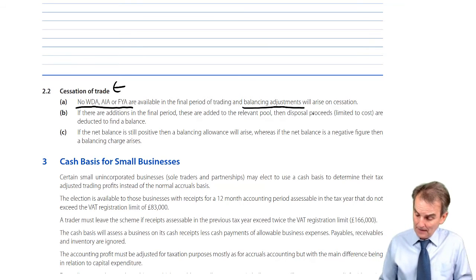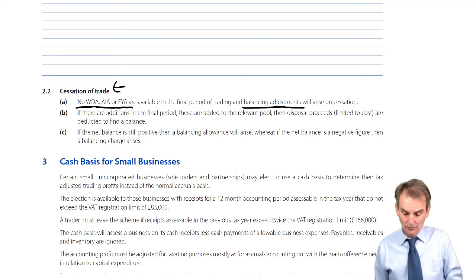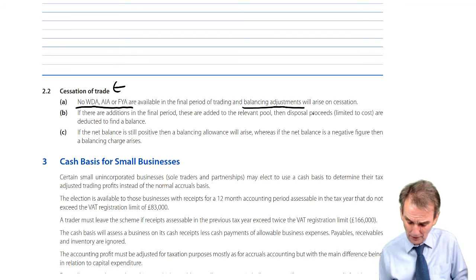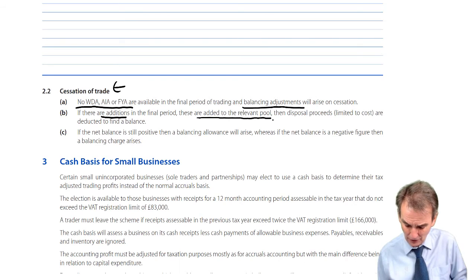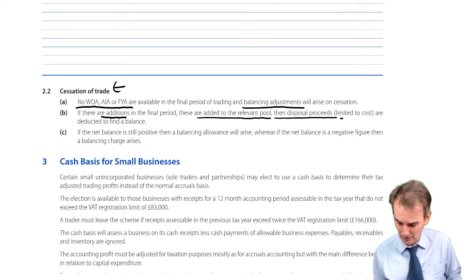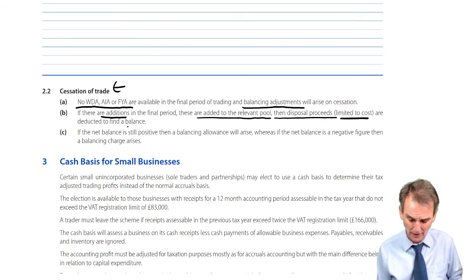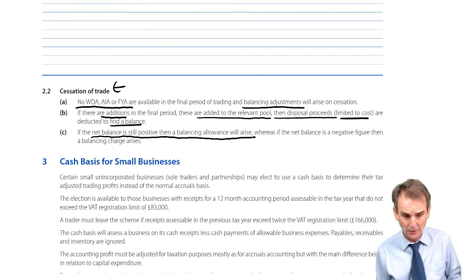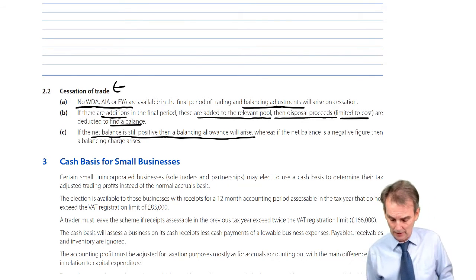As we know, if we were putting this computation together, how we derive that balancing adjustment is we pick up any tax written down values brought forward. We would, if there were additions in the period, add them to the relevant pool. Then the disposal proceeds would be deducted. Remember, when you deduct proceeds, to a maximum of course of original cost, they would be deducted to find a balance. As we've just said, if the net balance is still positive, then a balancing allowance will arise because the proceeds are less than tax written down value.